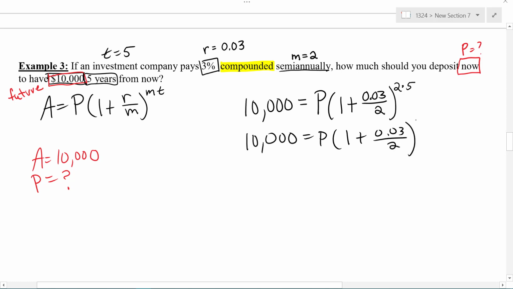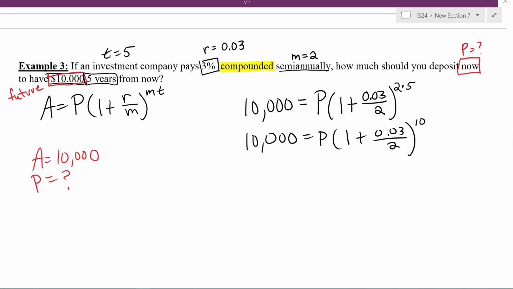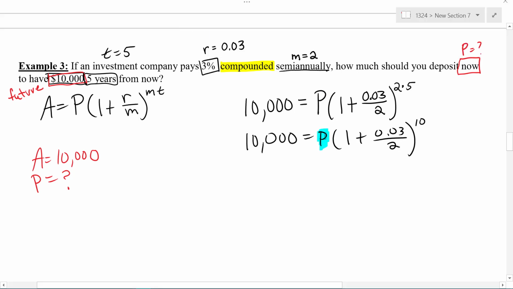Two times 5, I'm going to go ahead and just write that as 10. So our goal is to solve for P. We want to get P by itself on one side. Okay, so how can we get P alone?